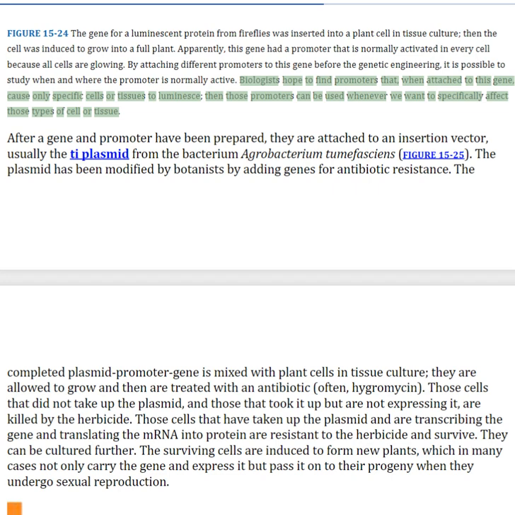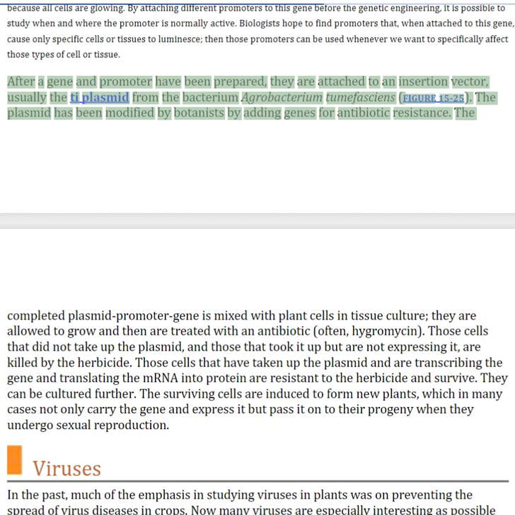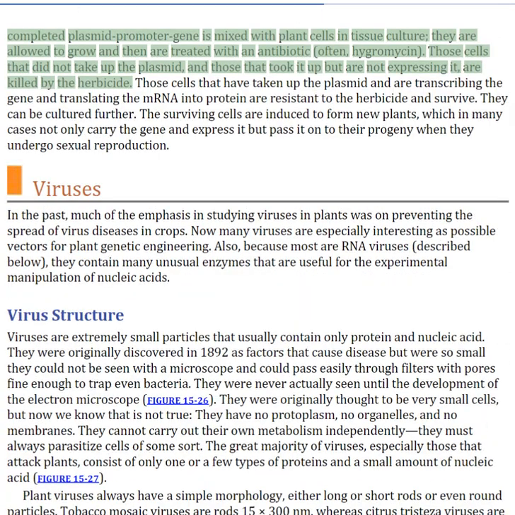tissue. After a gene and promoter have been prepared, they are attached to an insertion vector, usually the Ti plasmid from the bacterium Agrobacterium tumefaciens. The plasmid has been modified by botanists by adding genes for antibiotic resistance. The completed plasmid-promoter-gene is mixed with plant cells in tissue culture.